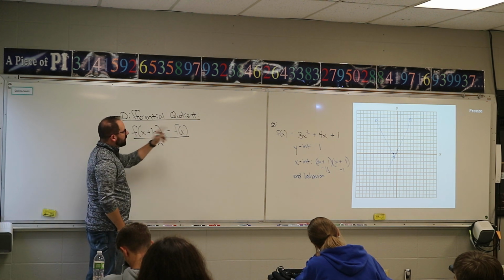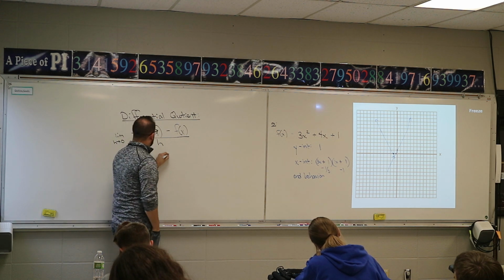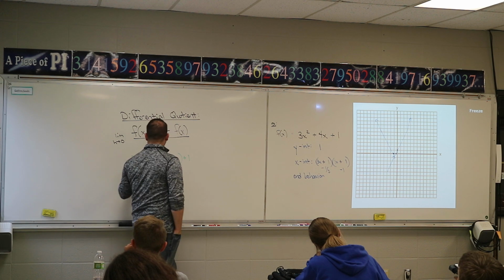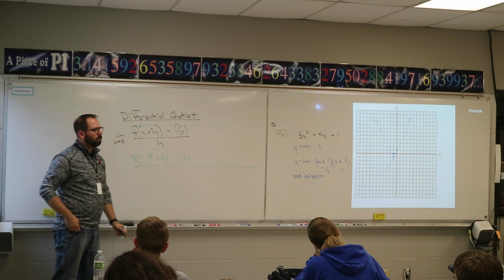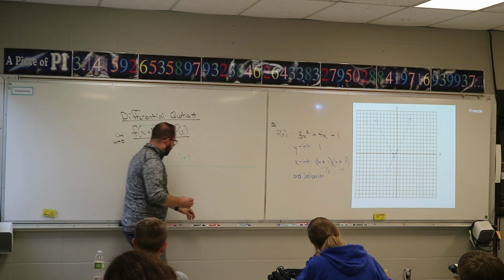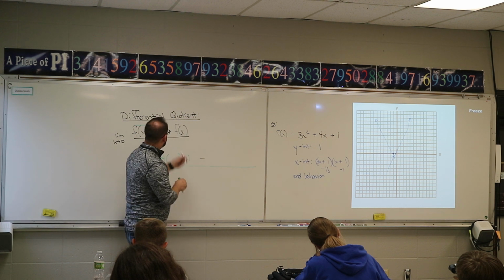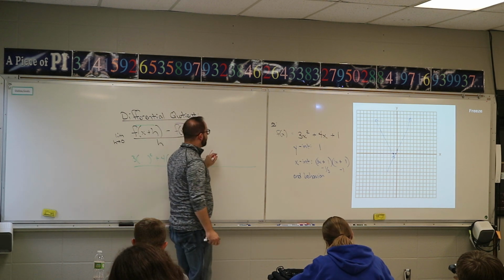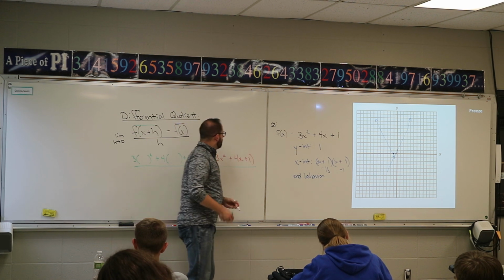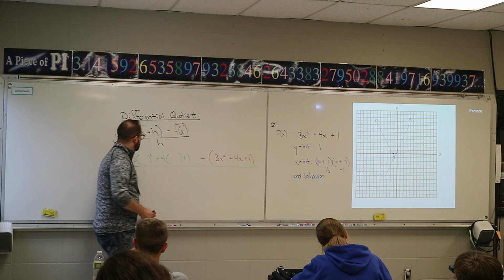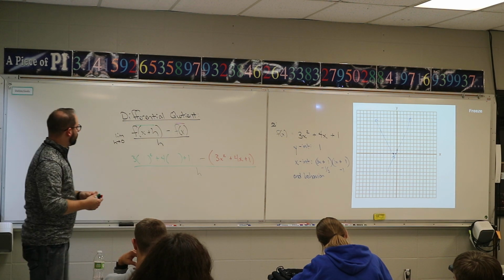So x plus h, that's that function with all the x's taken out and x plus h plugged in all their spots, right? That's this part right here. I'm going to try to color code. Then we're going to subtract the original f of x, this part. The original f of x is 3x squared plus 4x plus 1. And what's on the bottom? h. You always divide by h. Does that make sense what we're setting up?